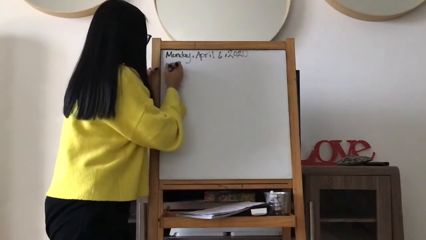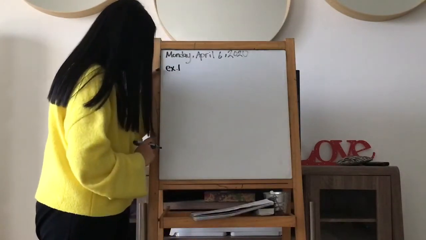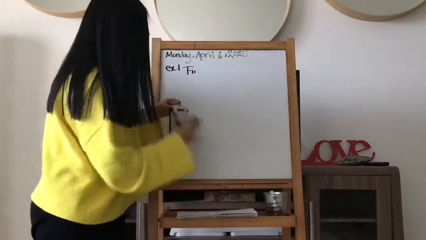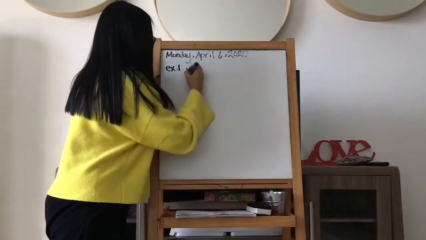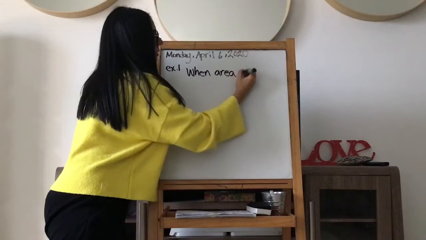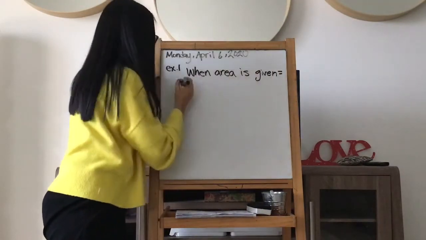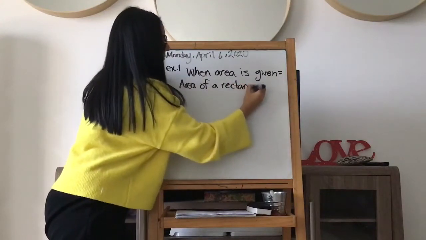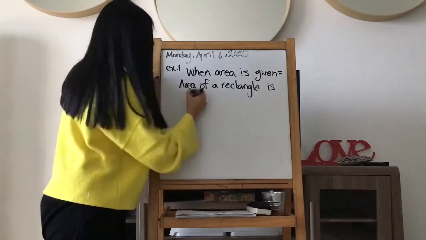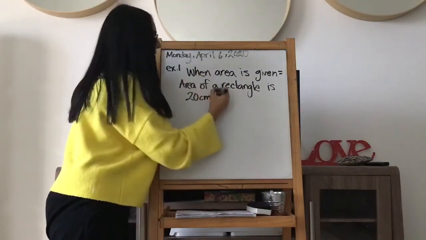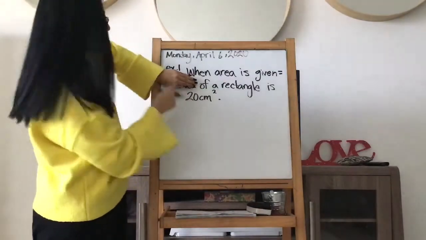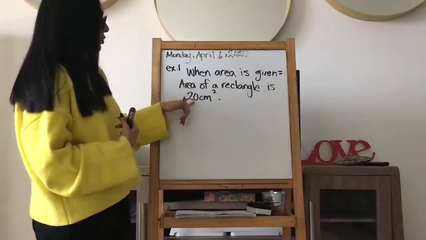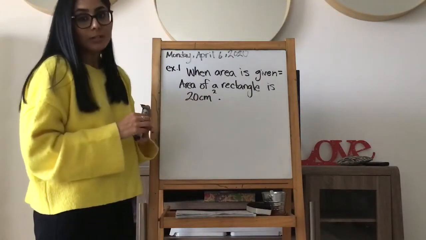So, example one. Let's say when area is given, the area of a rectangle is 20 centimeters squared. Even if I didn't put that there, you should right away think, oh, Miss Mav was just talking about area, because of the square. So very similar to yesterday. I have given you the area of the shape, which is 20 centimeters squared. What could now be the potential dimensions of the shape?